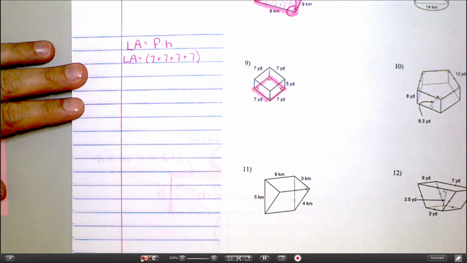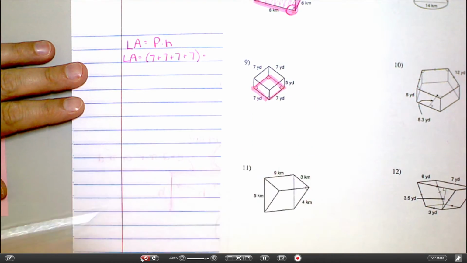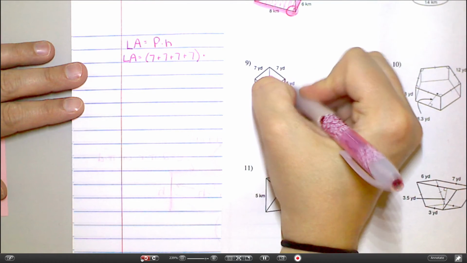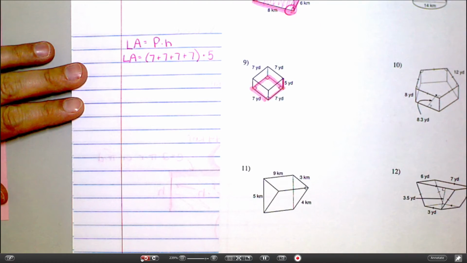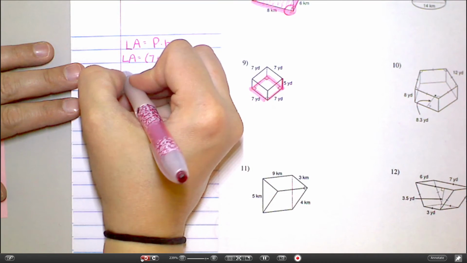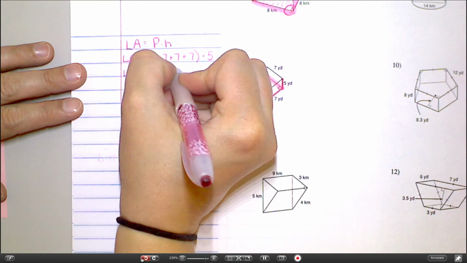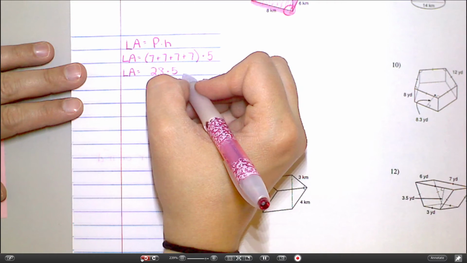How tall is this prism, Alex? Looking at this here. How tall is it? Ian, help him out. 5. Yeah, this right here, that's how tall this is. So my height is 5. Okay? Let's see, that's 28. So I now have 28 times 5, which I believe is going to be 140. Is that right? Okay.